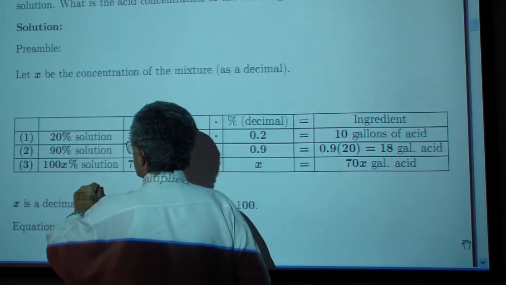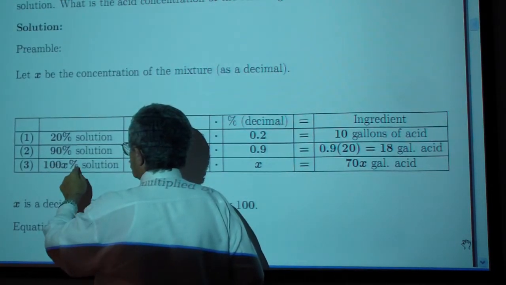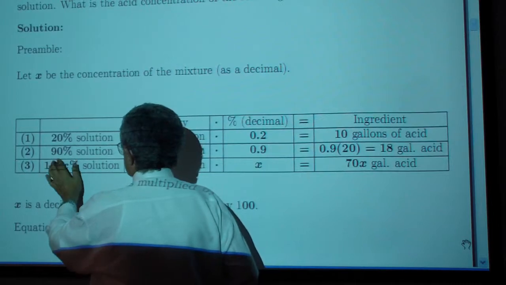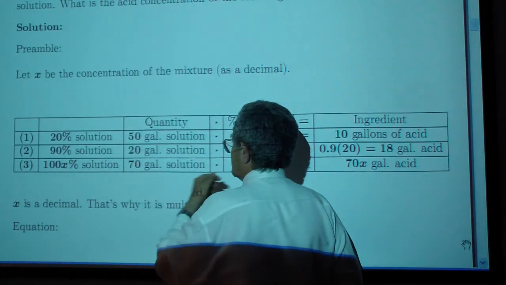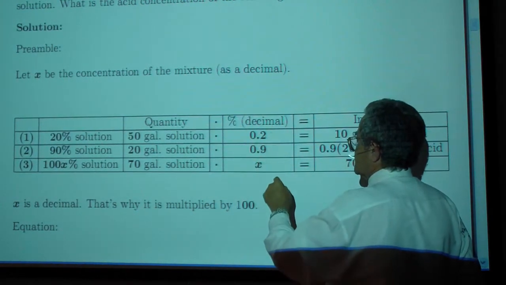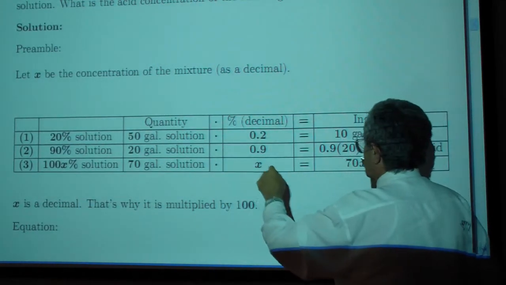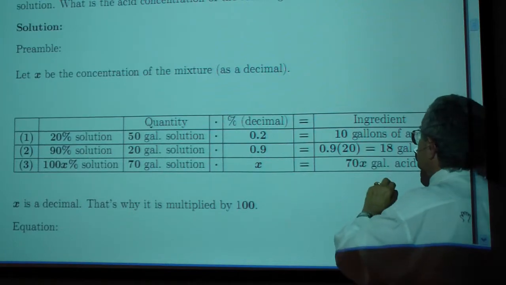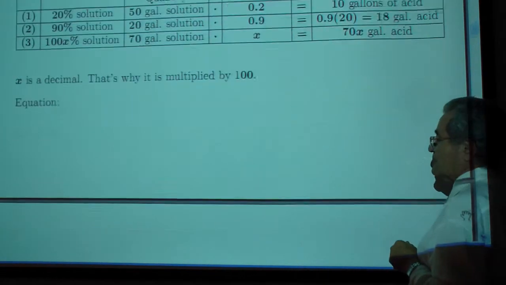which is a concentration. Why is it not 100x? Because that's a decimal. So 100% is 1. So we have X here, and we have 70 gallons, 50 gallons plus 20 gallons, and X here, percent as a decimal, and that gives us 70 times X. So 10 gallons added to 18 gallons must be the same as 70x gallons.